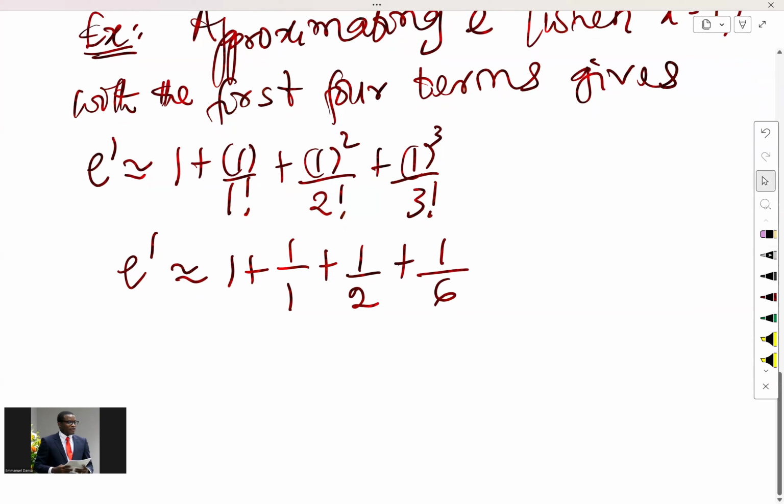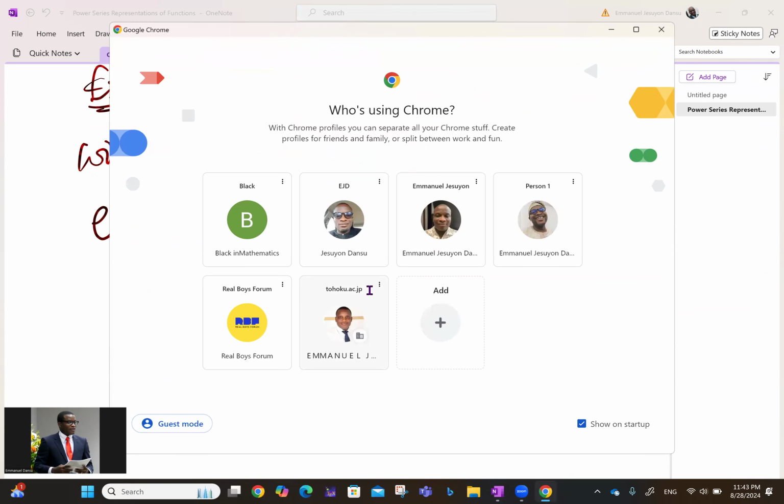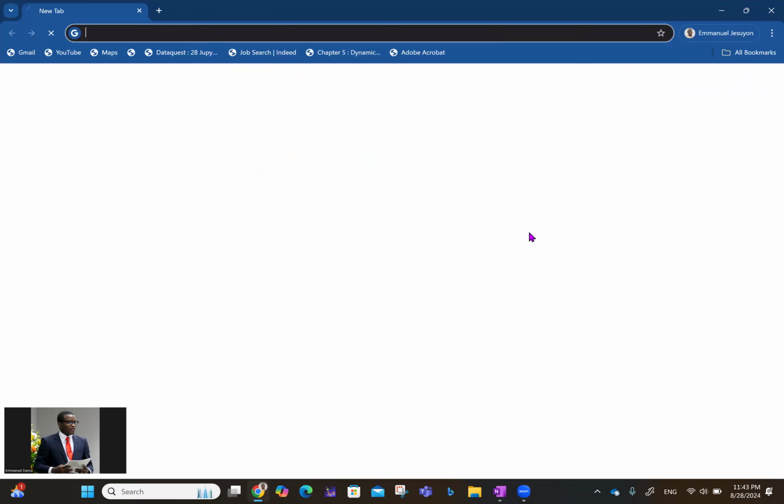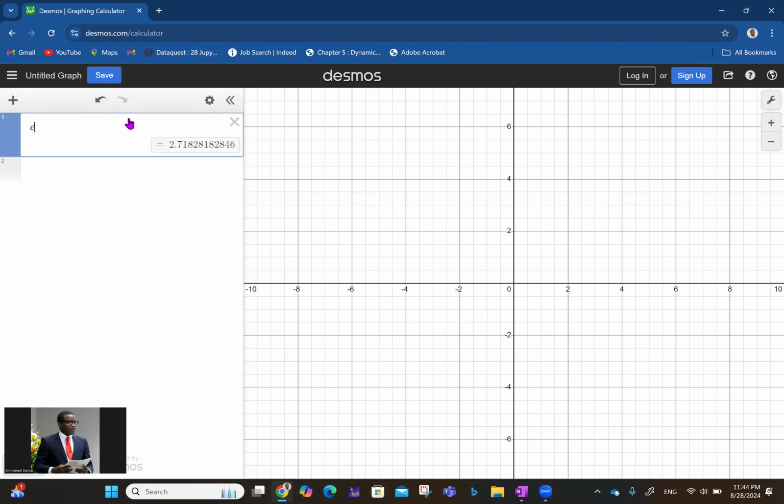So if you sum all of that up, you get this to be approximately 2.6667. Of course, we want to confirm that with decimals, as we always want to do. The actual e raised to power 1 is 2.718, right? You can see it's 2 point something, but it's not exactly this.